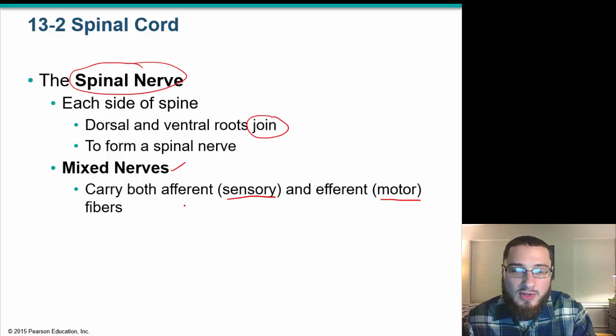So remember, like we talked about in the last set of notes, we talked about SA and ME. So sensory afferent, motor efferent.